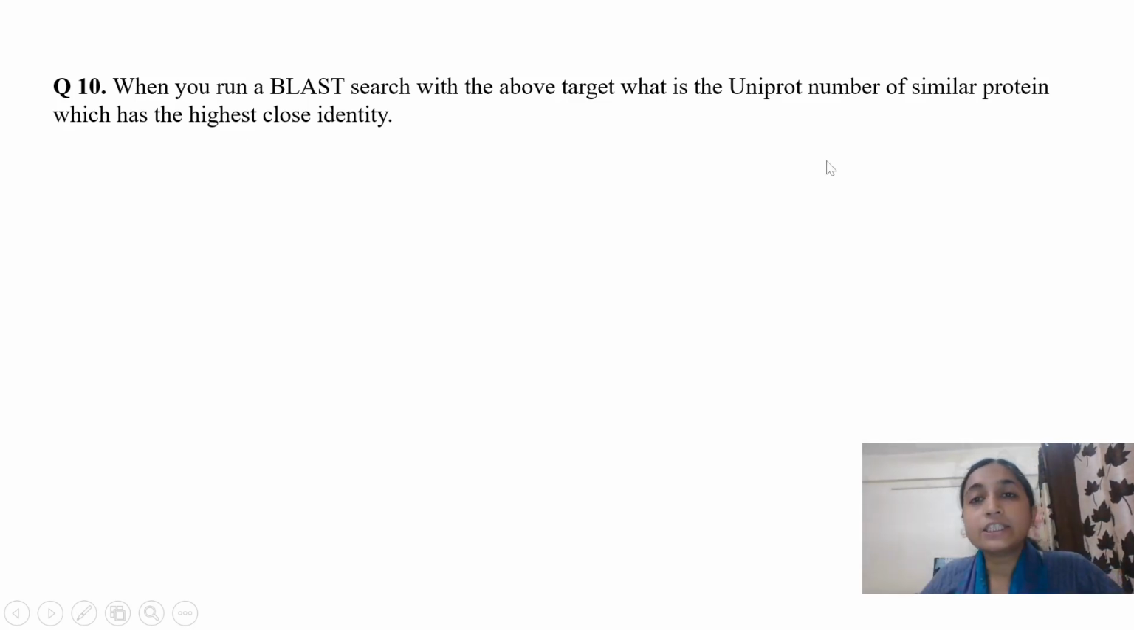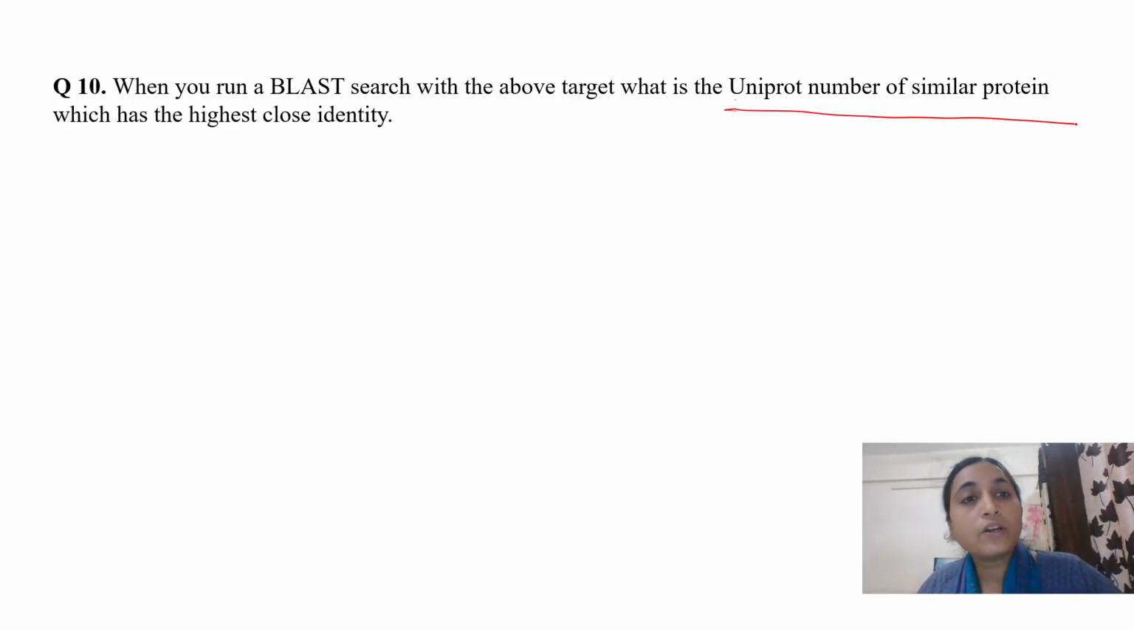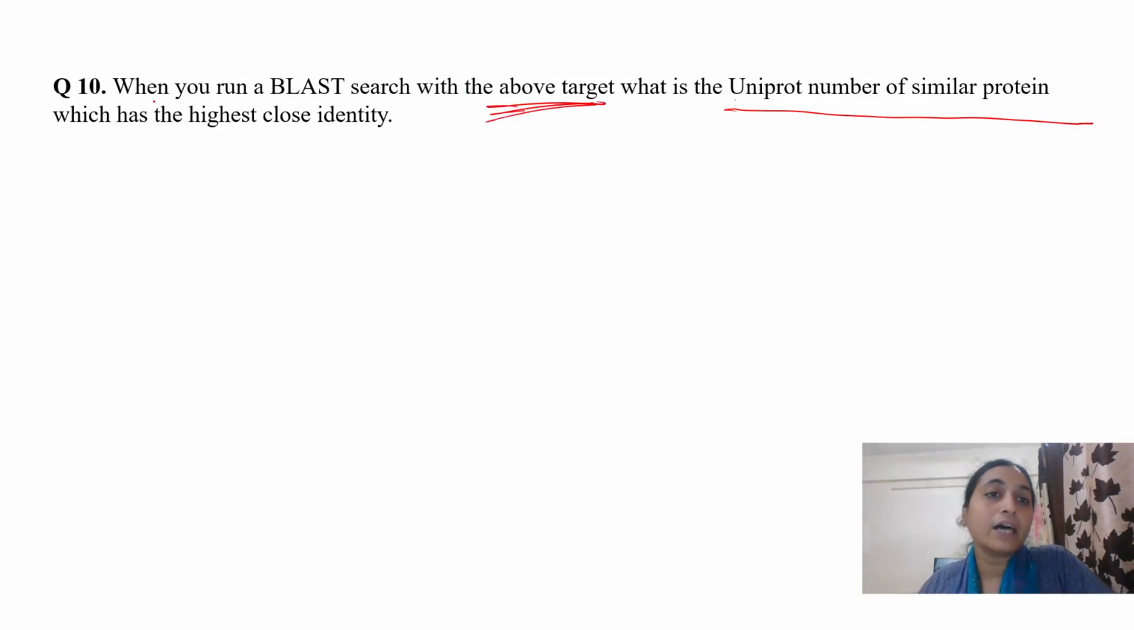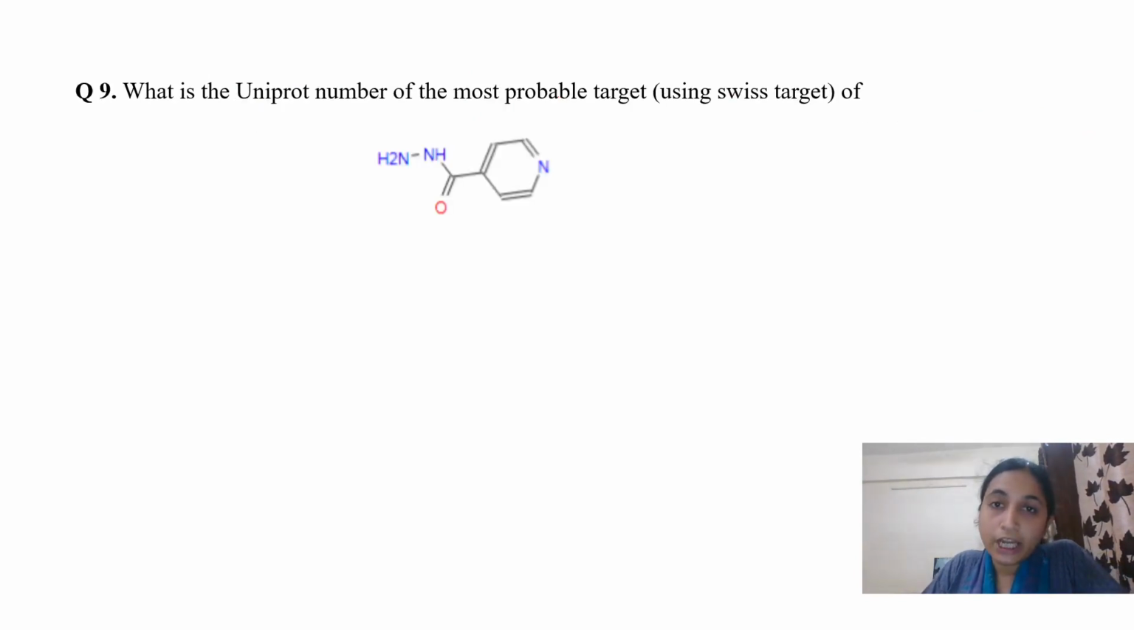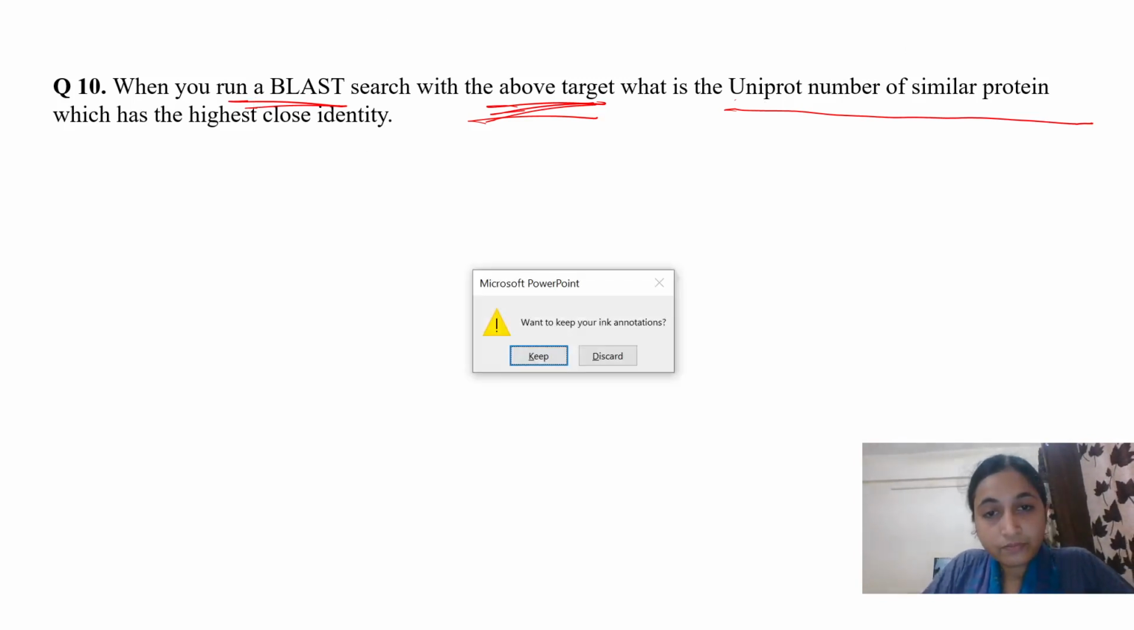So they have asked us to do the BLAST search with the UniProt number of a similar protein, with the above target, the target which we got in question number 9. And then they have asked us to write down the UniProt number of the similar protein which has the highest close identity. So what will we do for this question?